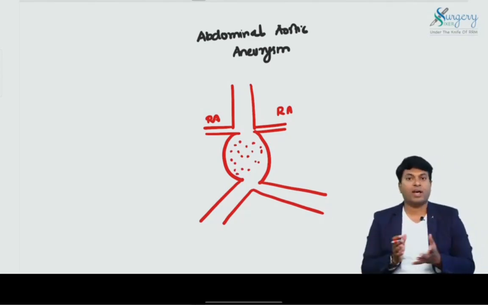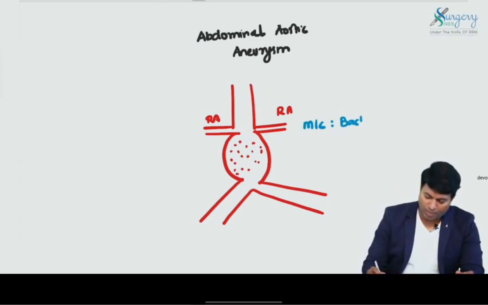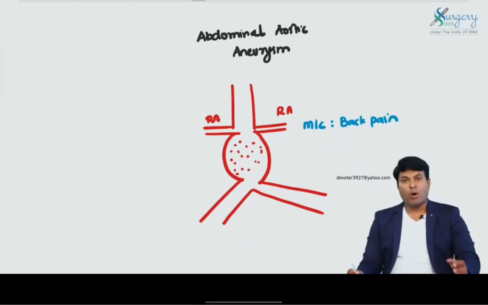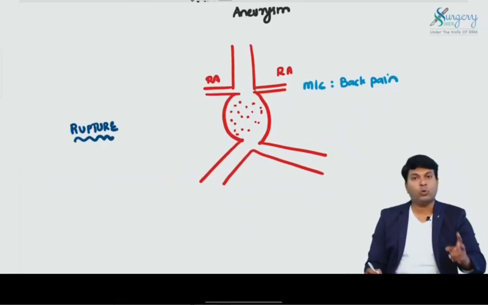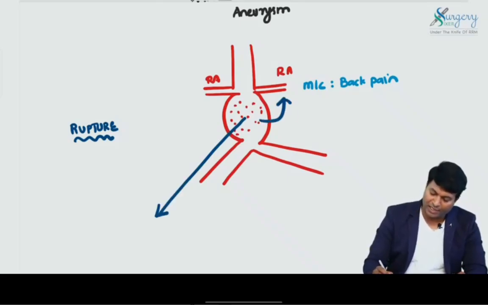The most common presentation is back pain. The reason we are very much worried about this aneurysm is that it can rupture. The rupture can be in two places: either it can rupture anteriorly or posterolaterally.